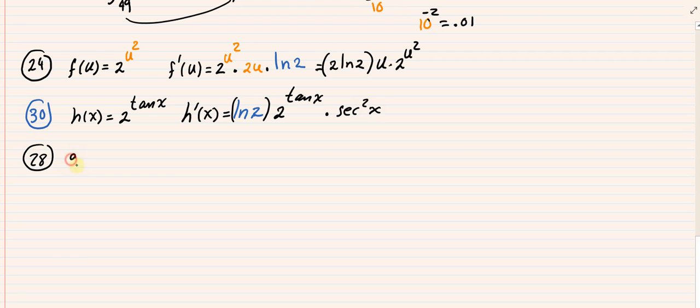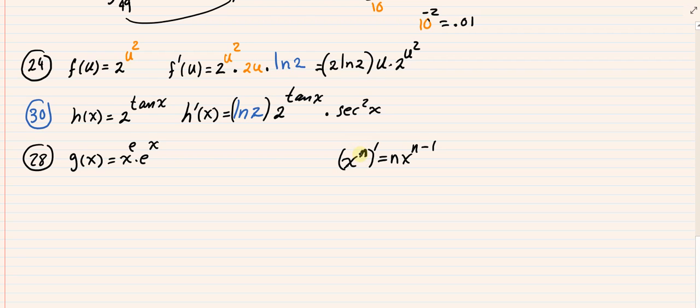In number 28, g of x is x e to the x. Actually, it's x to the e times e to the x. Now, got to be careful here because remember, the derivative of x to the n is n x to the n minus 1. And this works with exponential functions also. The base here doesn't have to be x. It could be, oh, actually it has to be x. The exponent n no longer has to be an integer.